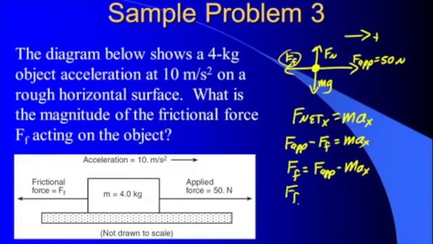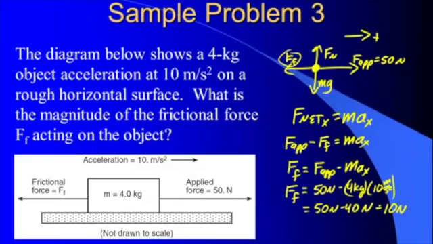Now I can substitute in my applied force, 50 newtons, minus my mass, 4 kilograms, times my acceleration, 10 meters per second squared, for a total of 50 newtons minus 40 newtons, which is 10 newtons. Therefore, the frictional force must be 10 newtons, and that, of course, is to the left. Let's take a look at another one.